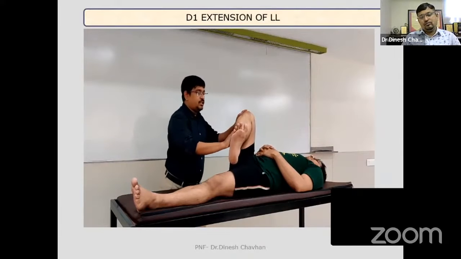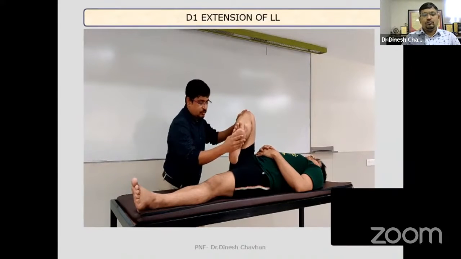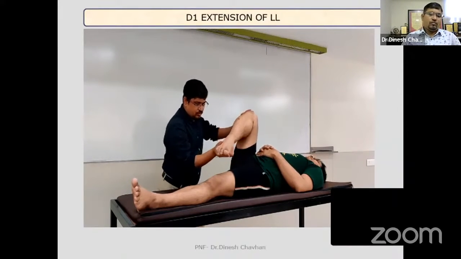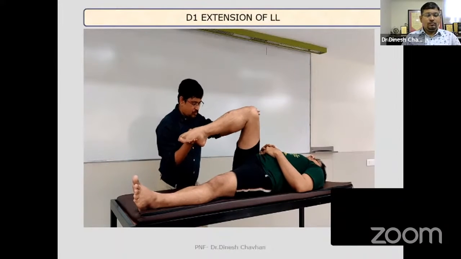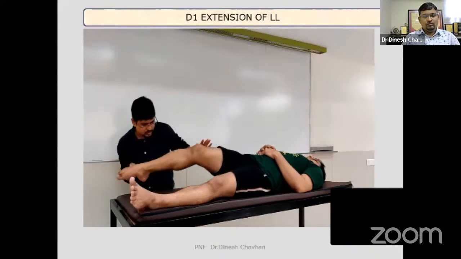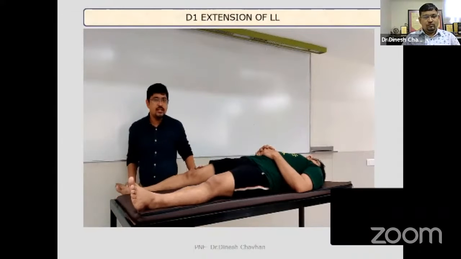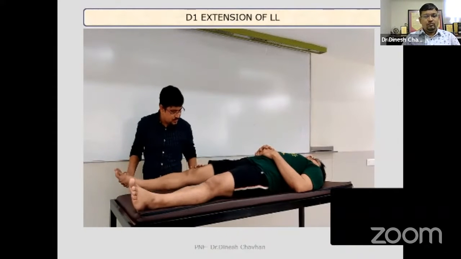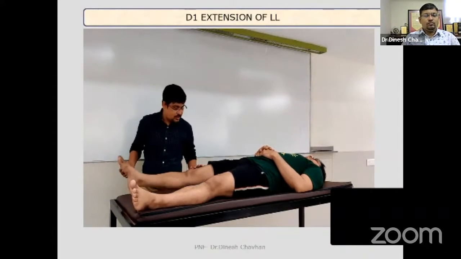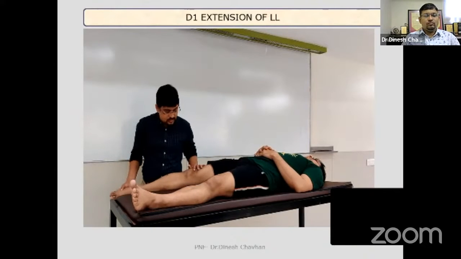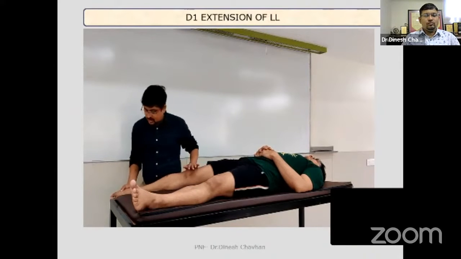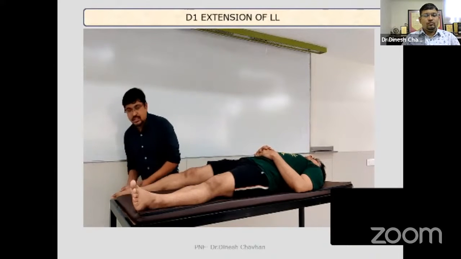Now from here, distal to proximal movement. Push on my hand, push me out, push me out, quick, relax. Okay, so this is the end position, D1 extension. What is happening? Extension, abduction, internal rotation of the hip, knee extension, foot plantar flexion and eversion.